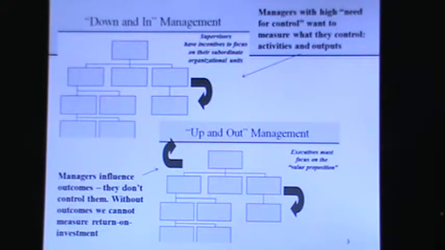So we've seen this chart before. It describes two viewpoints in an organization. One is down and in, and it suggests here that supervisors are incentivized to focus on their subordinate organizational units downward. And it also notes here that managers with a high need for control, which are a lot of managers, want to measure the things that they control, activities and outputs.